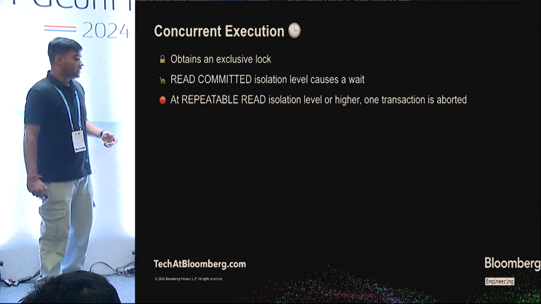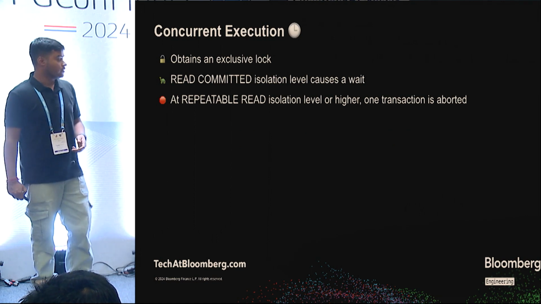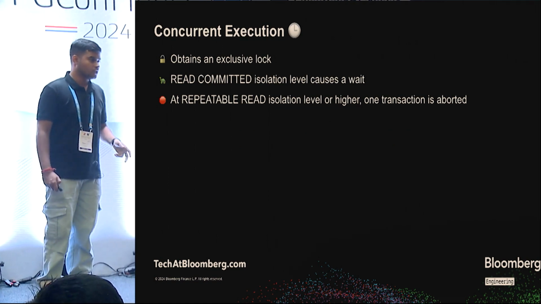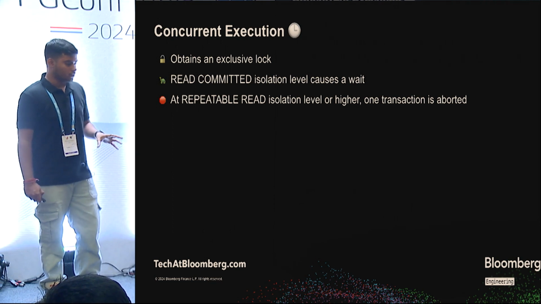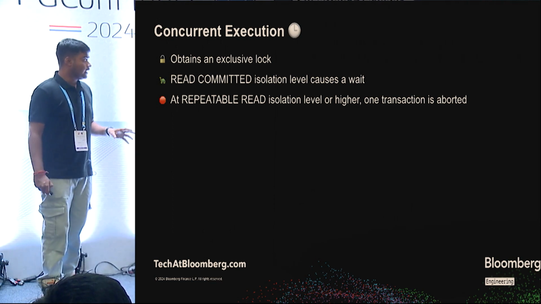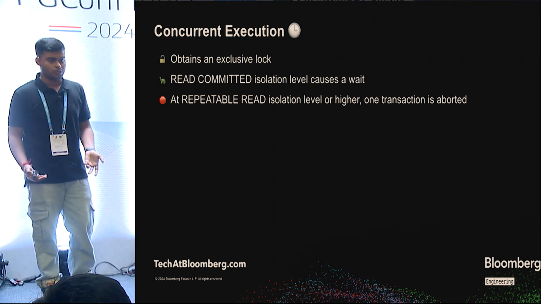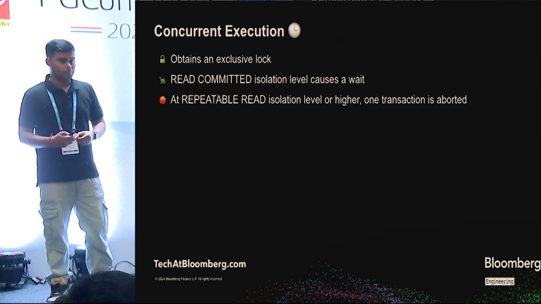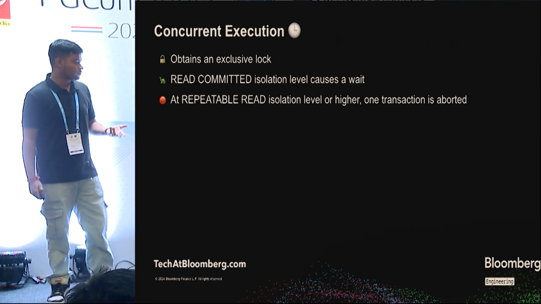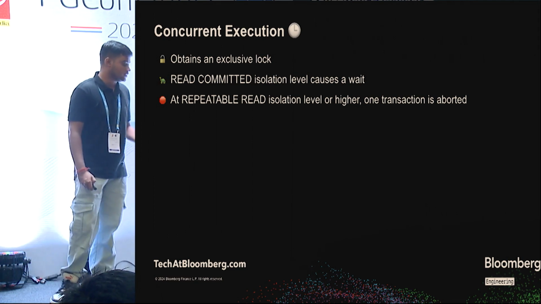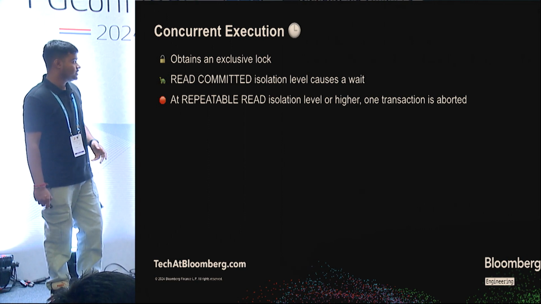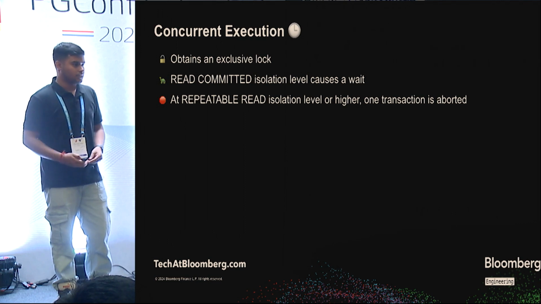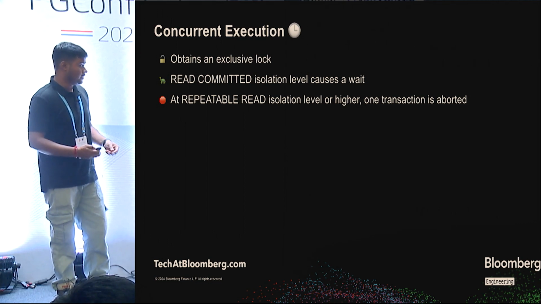Now let's talk about concurrent execution. What if multiple queries are trying to update the same row in our materialized view? PGIVM obtains an exclusive lock on our materialized view, and if the isolation level is set to the default of Postgres, which is read committed, then the second query that is trying to update has to wait for the completion of the first query, and only then does it make the changes for that particular row. But if the isolation level is set to repeatable read or any other higher isolation level, then the second transaction gets aborted. So this is a caveat in the implementation of PGIVM.